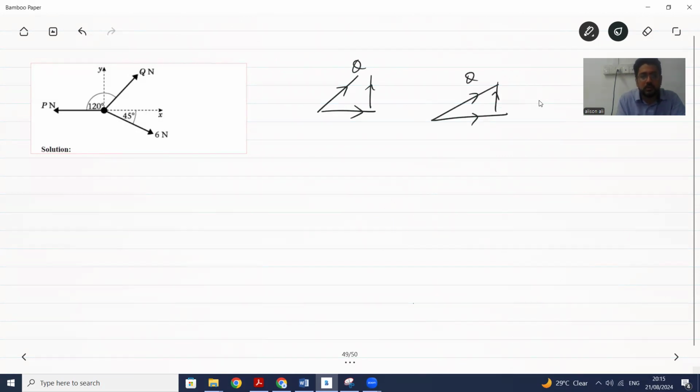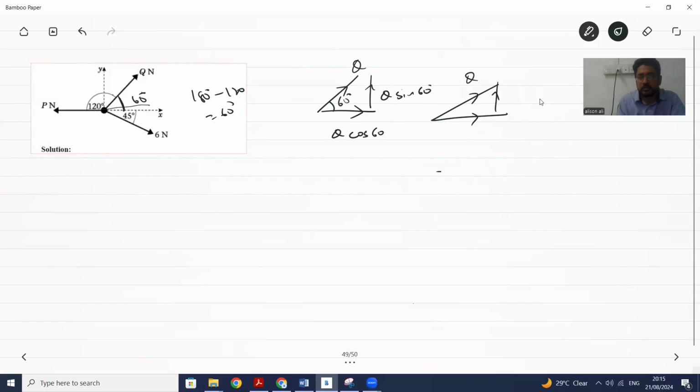If you look at this, it is an angle in a straight line. Angles in a straight line sum to 180 degrees. 120 is still here, so 180 minus 120, you are getting 60 degrees. So this angle is 60 degrees. Resolution of forces in the x direction, Q cos 60. And this is Q sin 60.